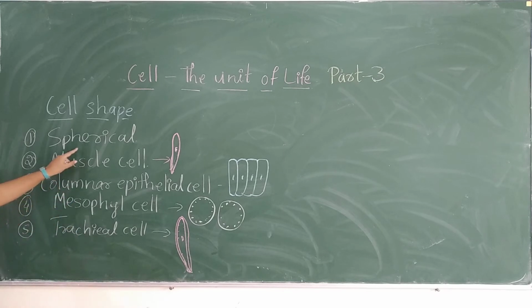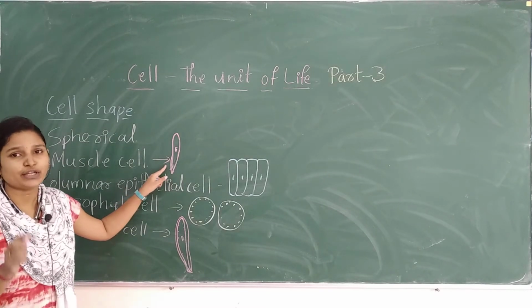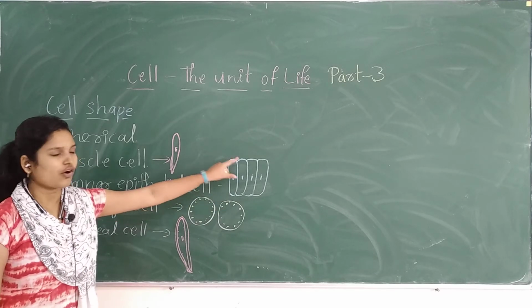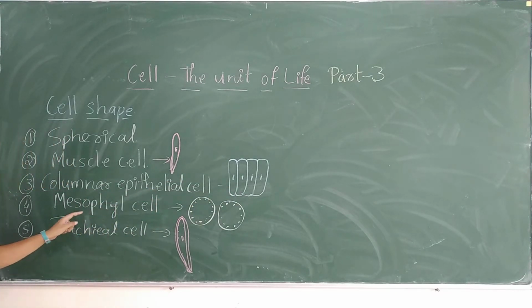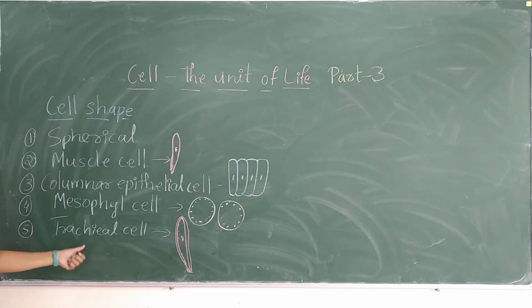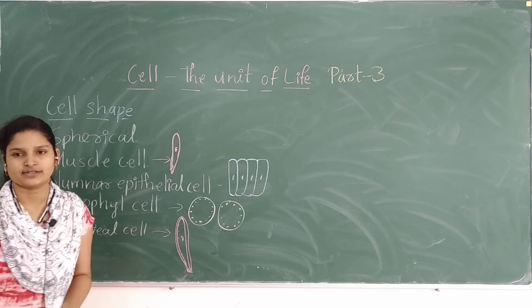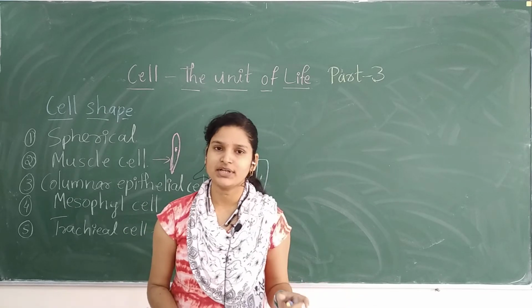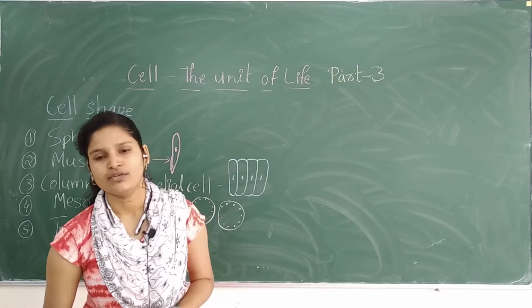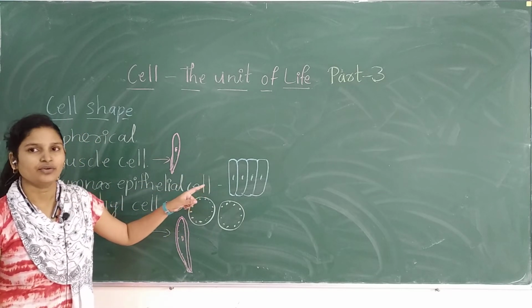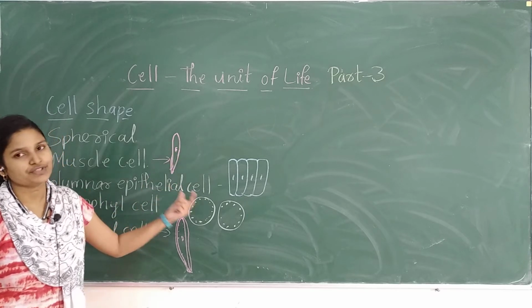So remember, spherical is a typical cell structure, and the muscle cell will be a kind of elongated cell, and the columnar epithelial cell has a column-like appearance, and next the mesophyll cells have a spherical structure, and in case of the tracheal cell the cell looks like this. Can you tell me why we observe so much diversity in cell shape? What is the necessity for a cell to become all these kinds of structures? What is the importance of these structures in a cell?